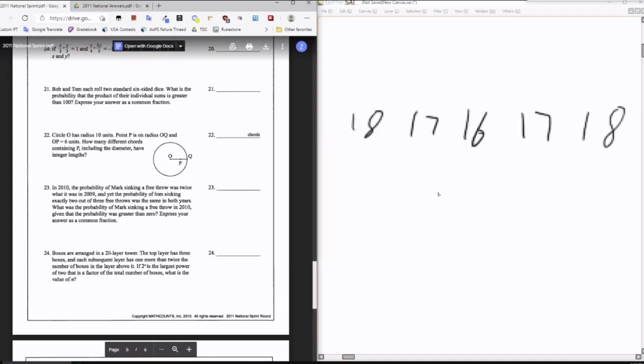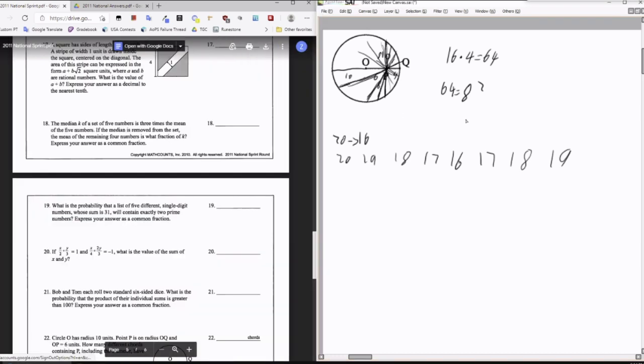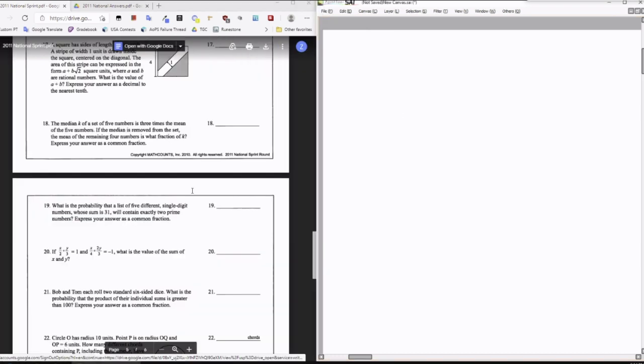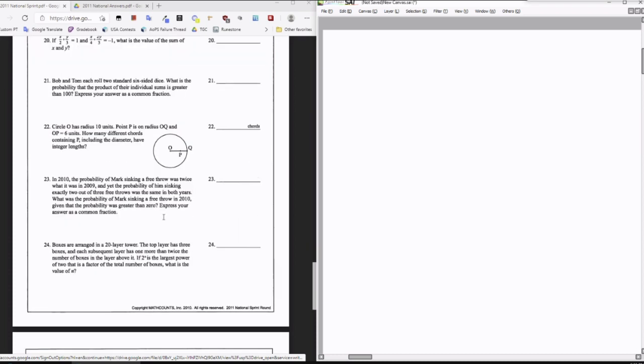So number 23. In 2010, the probability of Mark sinking a free throw was twice what it was in 2009. Yet the probability of him sinking exactly 2 out of 3 free throws was the same in both years. What is the probability of Mark sinking a free throw in 2010, given that the probability was greater than 0? Express your answer as a common fraction.